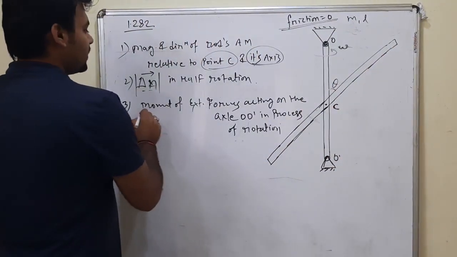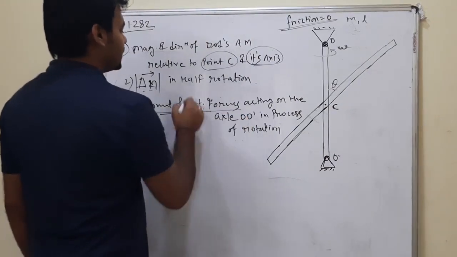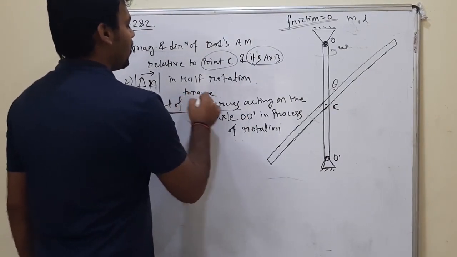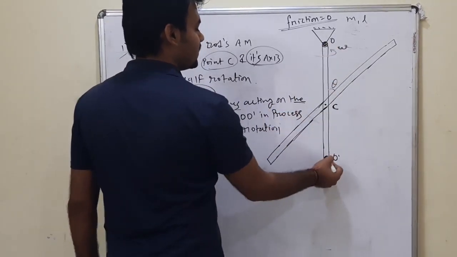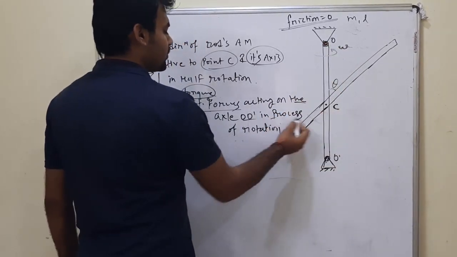And the last part, we have to find the moment of external forces, or you can say torque of external forces acting on the axle. This is the axle, this O dash, in the process of rotation.